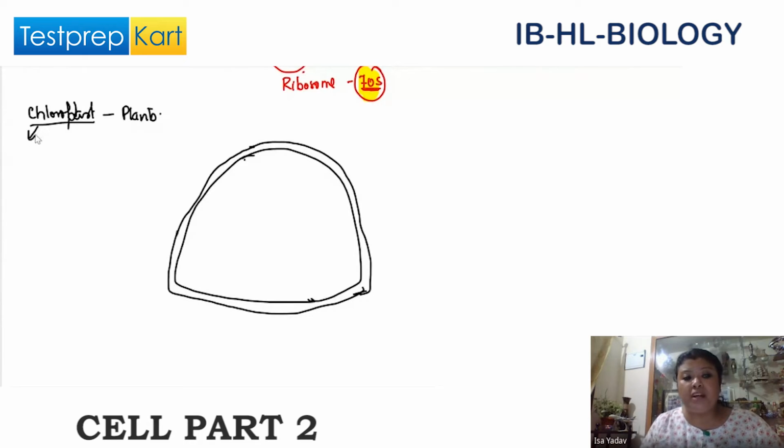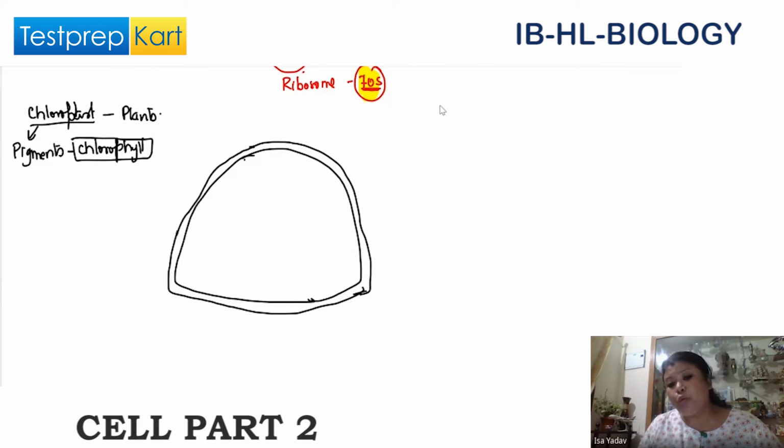In chloroplast, there are pigments, and these pigments are called chlorophyll. They are the ones involved in the process of photosynthesis. See here what chlorophyll will do. Chlorophyll you can write in short form as CHL. Chlorophyll will absorb light.